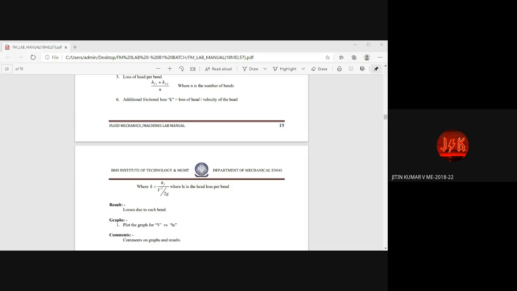Sir, is the formula HF2 minus HF1 or HF1 minus HF2? You are getting a higher value? Yes, sir. HF1 is a lower value and HF2 is a higher value for the first trial. Actually, HF1 should be higher because HF1 is loss of head due to friction, always a higher value. No, sir, because we're getting negative, 1.5 and 1.8, sir.